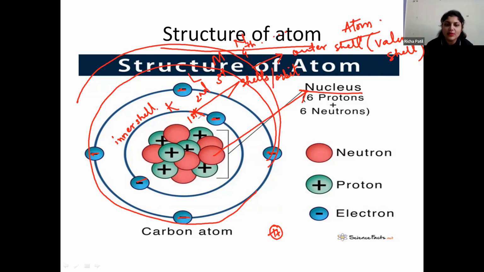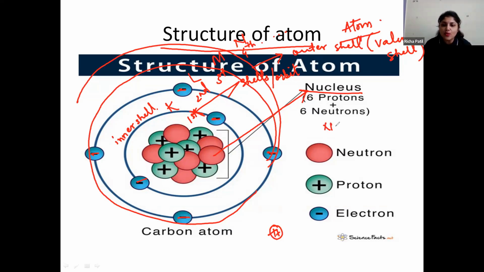Okay, they are given the names K, L, M, N. The shell nearer to the nucleus, the first shell, is called the inner shell, and the last shell is called the outer shell or the valence shell. Now we'll talk about the nucleus.